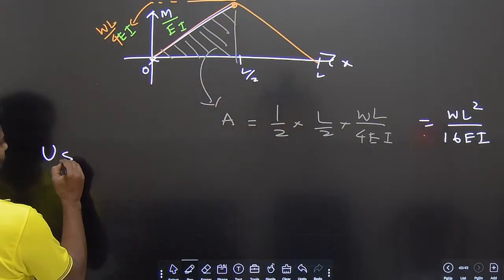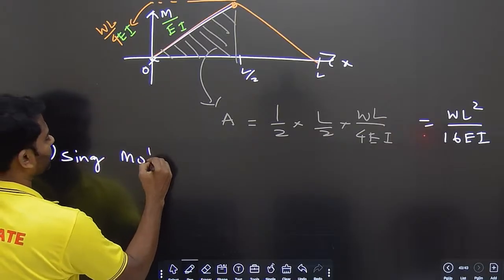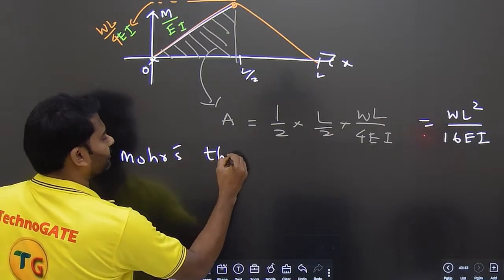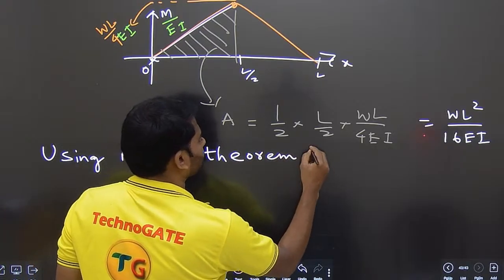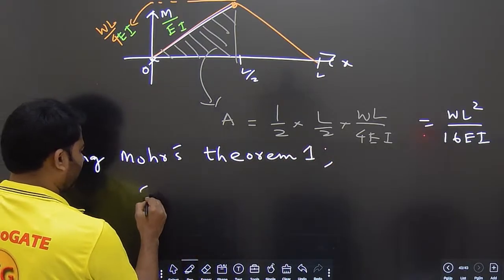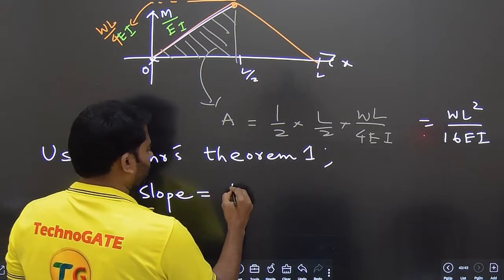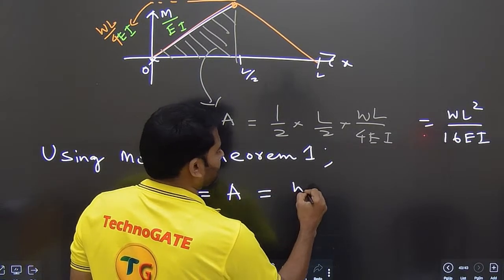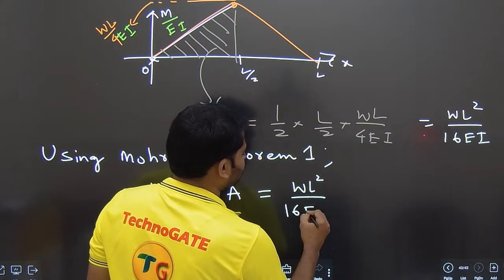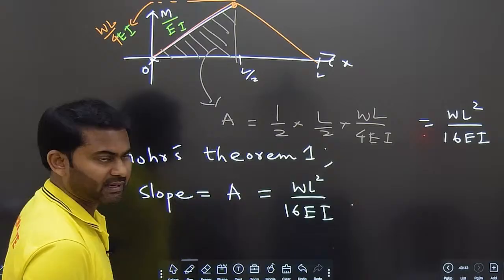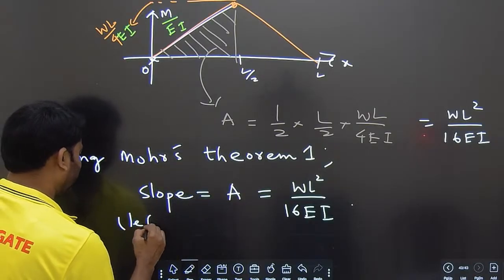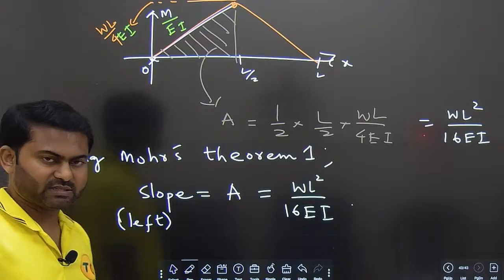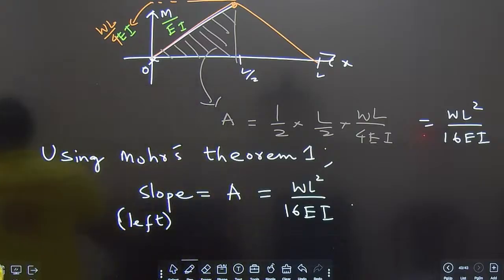So now using Mohr's theorem 1, slope is equal to area. This area is WL square by 16EI. So we got the value of the slope at the left end is equal to WL square by 16EI. Is it the value? WL square by 16EI. Yes, absolutely right. It is WL square by 16EI.